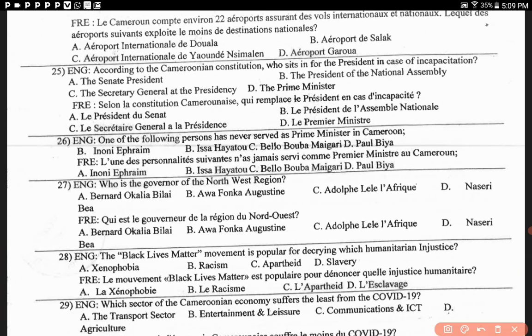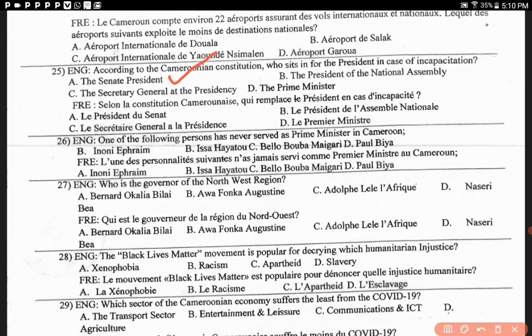Option A, good. Now look at the other options. President of the National Assembly, Secretary General at the Presidency of the Republic, Secrétaire Général à la Présidence, then the Prime Minister. All those answers are wrong. It is the Senate President that becomes the interim president. Now, I also want to add a few things for you to understand.